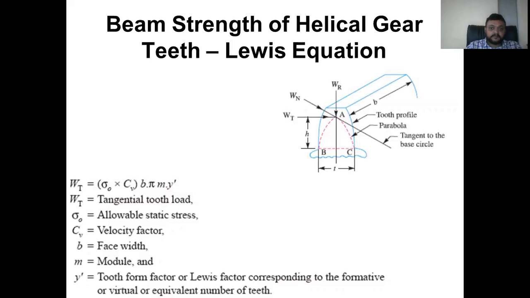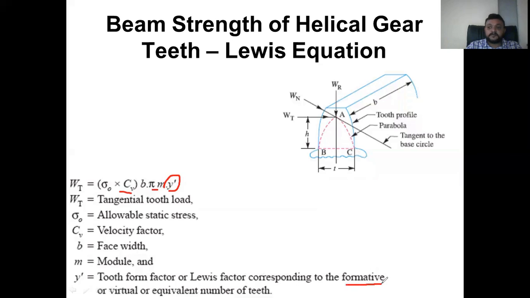Now beam strength remains the same again. Wt is equal to sigma W. Sigma W means sigma 0 into Cv, where Cv is the velocity factor. Depending upon the velocity, you can choose it the same way. P into Pc is equal to pi m into y. Instead of y, we are putting y dash. So y dash is the Lewis form factor corresponding to the formative number of teeth.